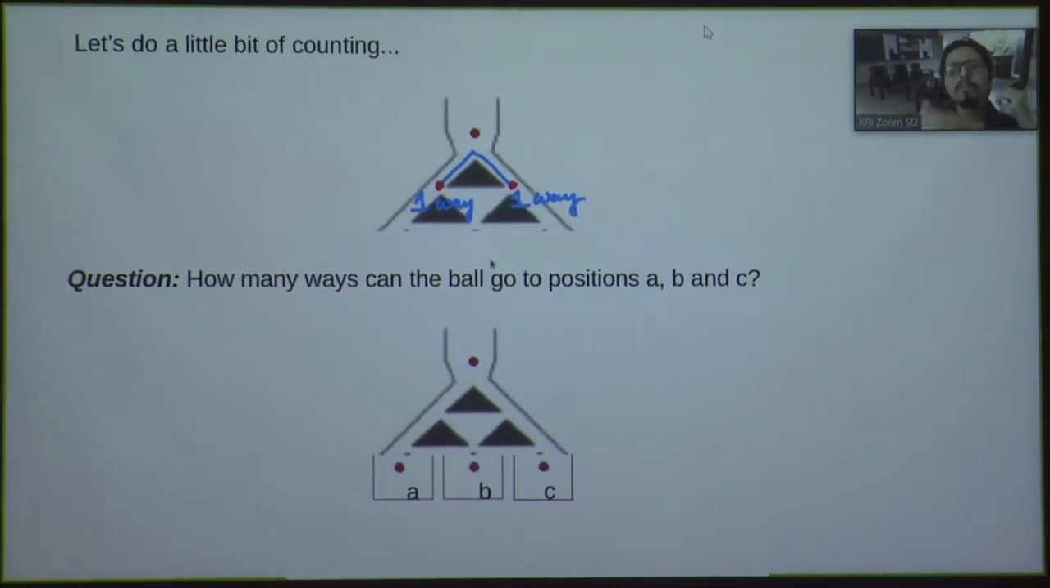But what if I have now two levels of these triangles? How many ways can the ball go to positions A, B, and C? Can somebody quickly answer? Anybody in the audience? I'll just show you one. Position A is reached by only one path, because if it goes like this, it cannot reach A. Can anyone guess how many ways it can end up in B or C?